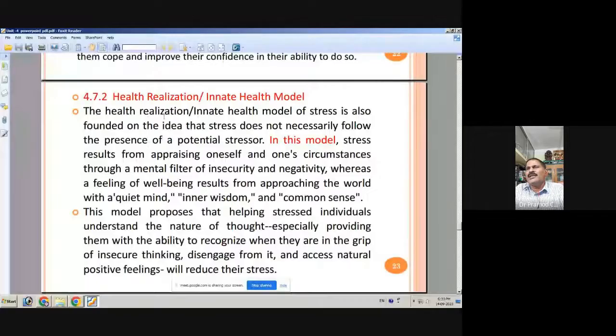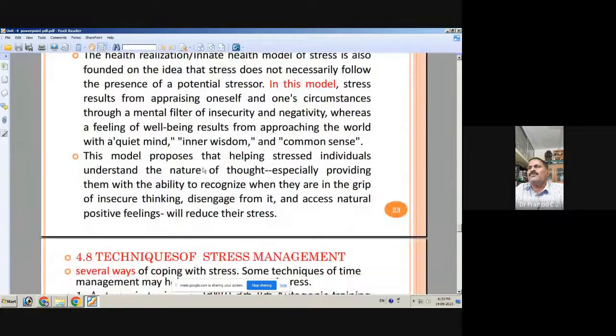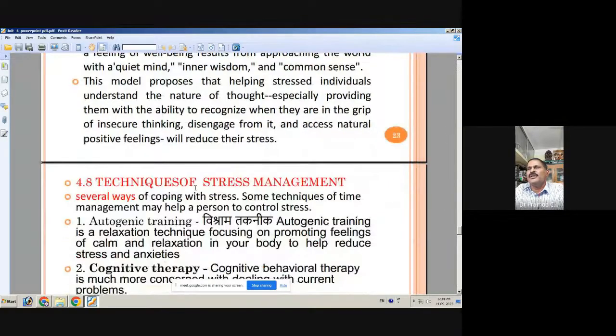Then next is the health realization model. In this model, stress results from appraising oneself and one's circumstances through a mental filter of insecurity or negativity. In our mind, sometimes we are insecure, we have negativity, and we are not feeling well. Then our inner wisdom is not working, our common sense is not working. So we must apply our inner wisdom and common sense, then we can develop the ability to recognize the stress, and we must give up insecure thinking, and automatically the stress will be reduced.